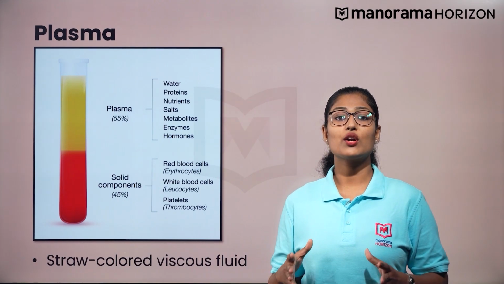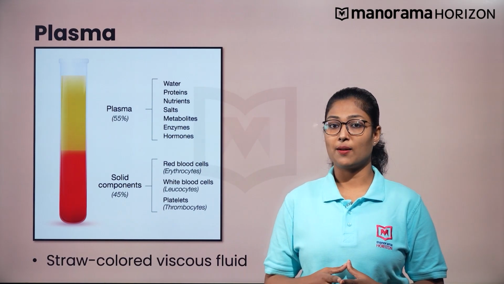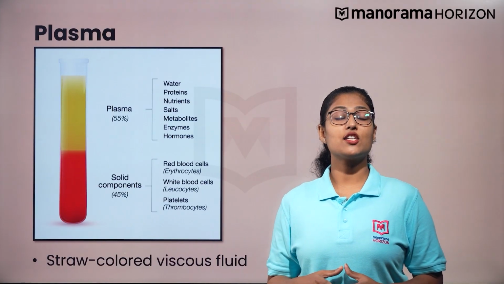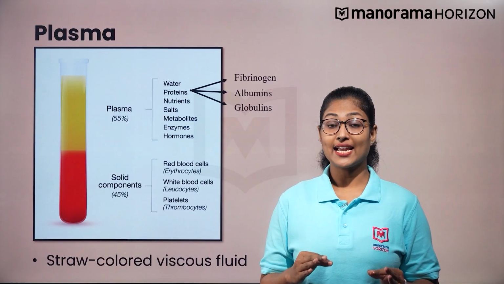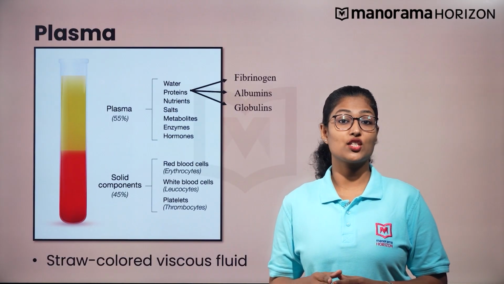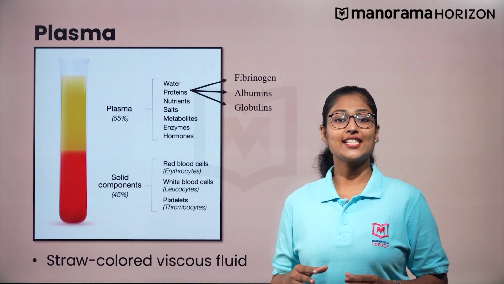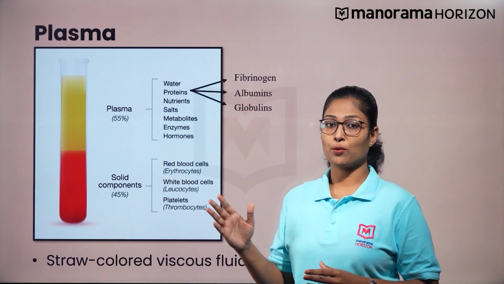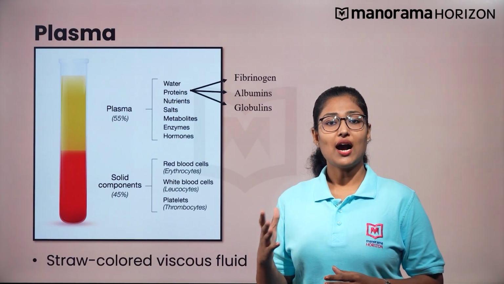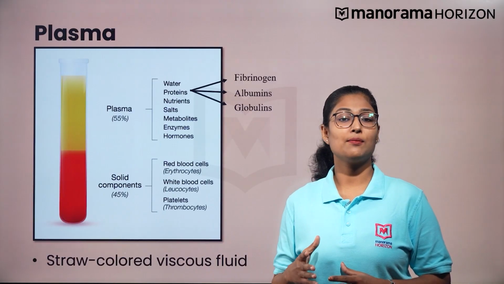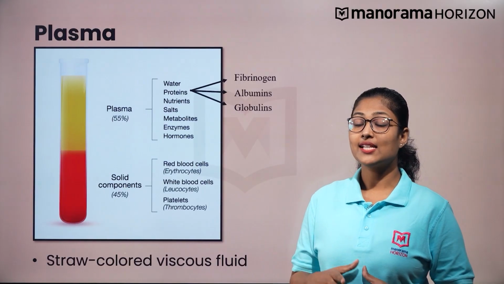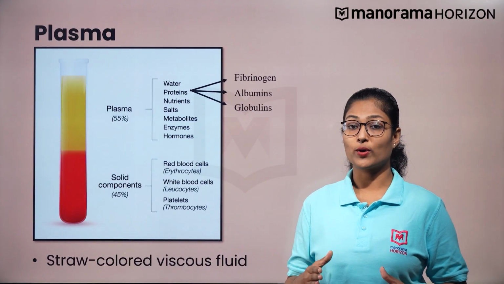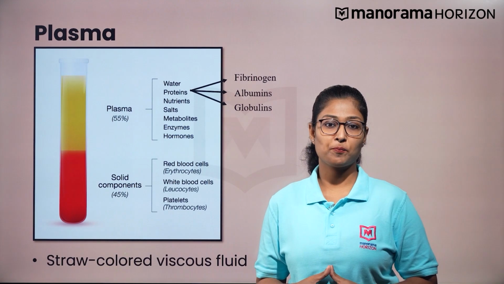Let us now look at the constituents of plasma. Plasma consists of a few liquefied salts and minerals, 90 to 92% of water and 6 to 8% of proteins. So what are the different proteins present in plasma? Fibrinogens, albumins and globulins are the proteins found in plasma.